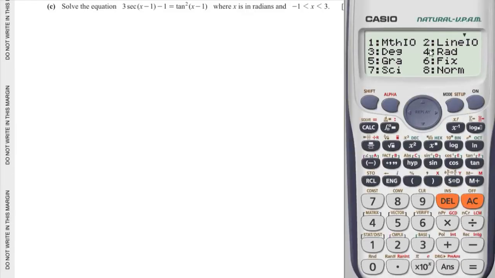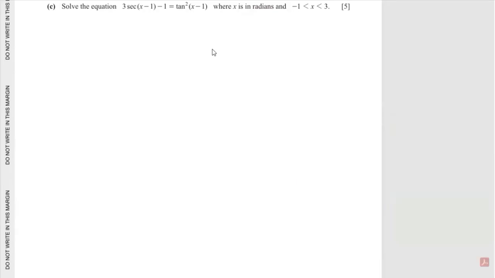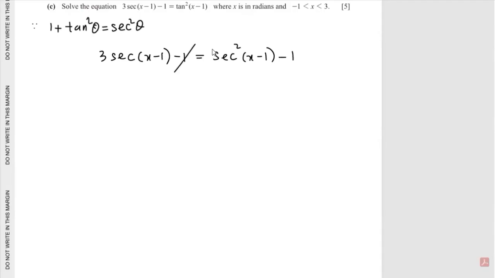Let's take a look at that one. Part C, solve the equation, where x is in radians. Before you begin, it's good to convert your calculator to radian mode, right? Okay, so we know there's a result that 1 plus tan squared theta is secant squared theta. It's given on the first formula booklet page as well. So in order to make it in a single variable, I can write this. Tan squared can be written as secant squared x minus 1, and a minus 1. So let's get rid of these minus 1s.